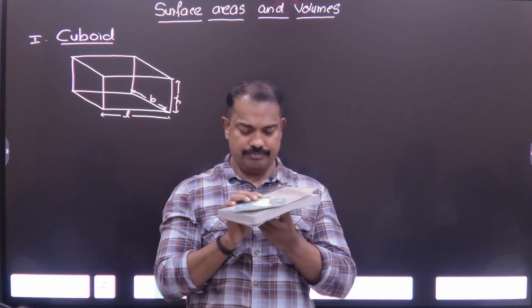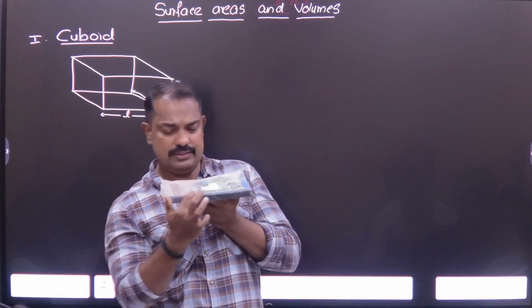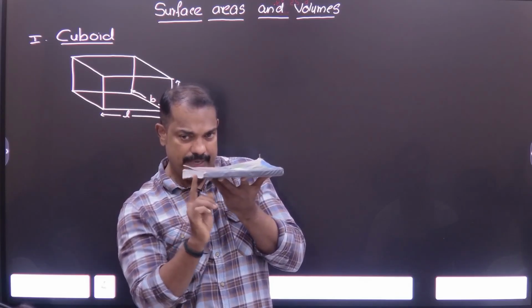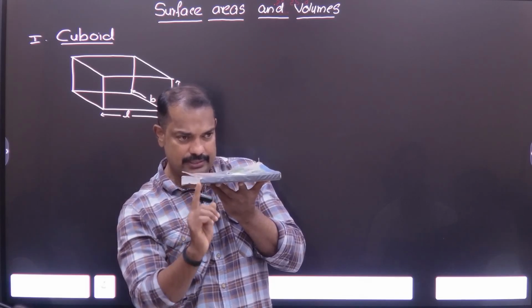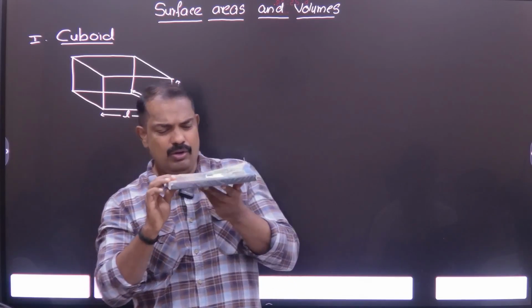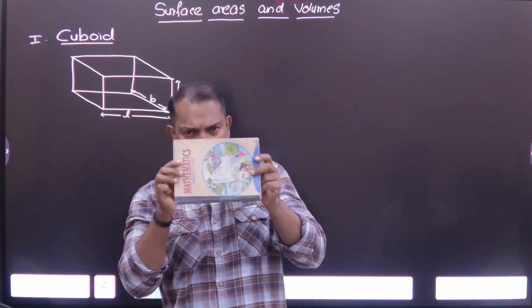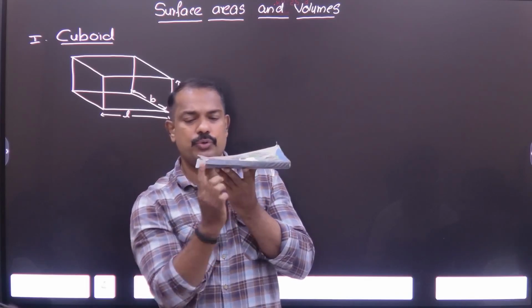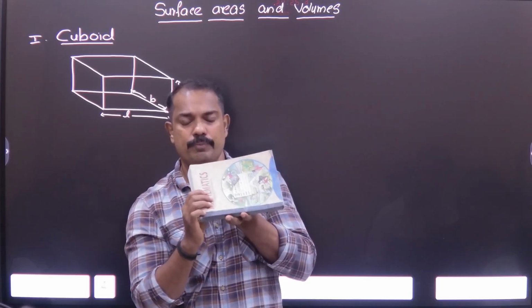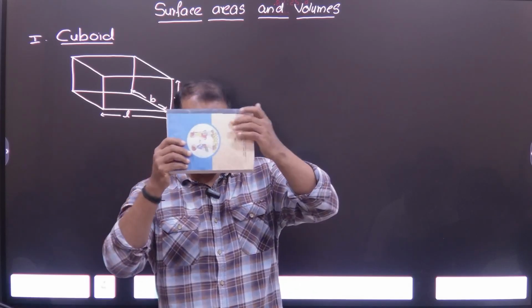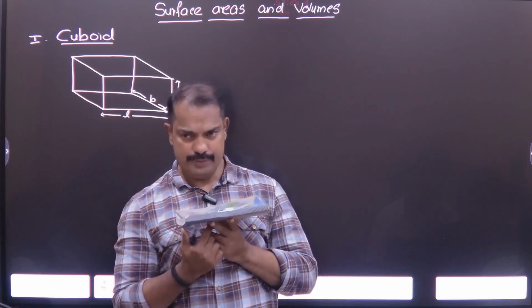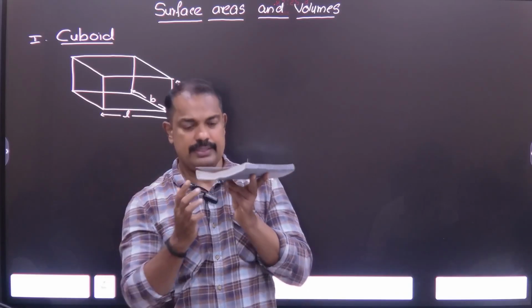Now listen. What is this? Length L, and it is breadth B, and height. Then what is the area of this face? L into B. What is the area of this face? The total surface area? 2LB. 2 into LB. Next.